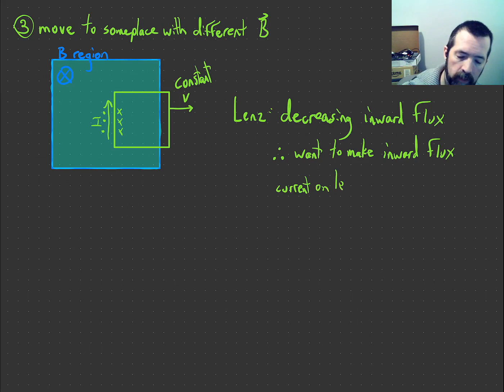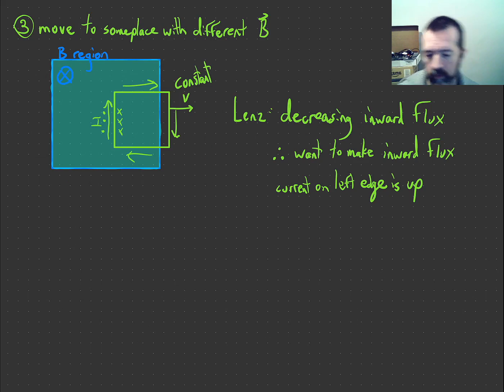So the current on the left edge goes up. So I ended up with a clockwise current here. If instead I were pushing the loop into the field, then I would get a counterclockwise flux. Or if I reversed the direction of the uniform field B, that would also reverse the direction of the induced current, etc.